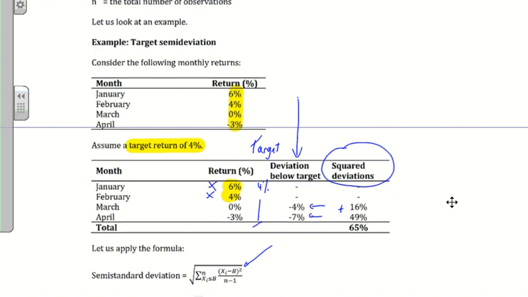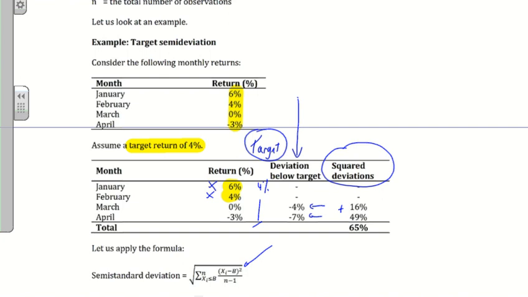Okay, so it's an interesting calculation, but it's one that takes into account the fact that what we're dealing with over here is amounts not different to a mean, but amounts different to a target. And of course, you can set that target to anything that you want. Is everybody comfortable with that? Okay, hopefully that makes a little bit of sense.